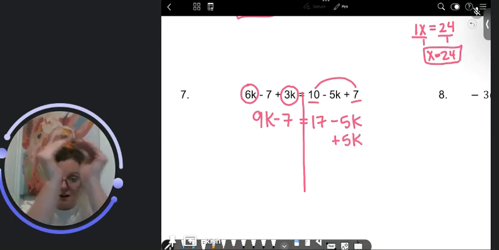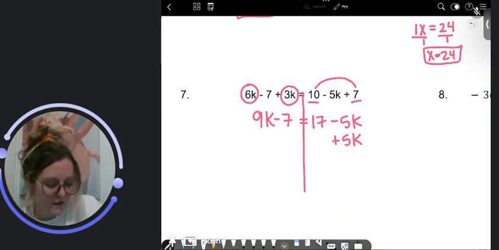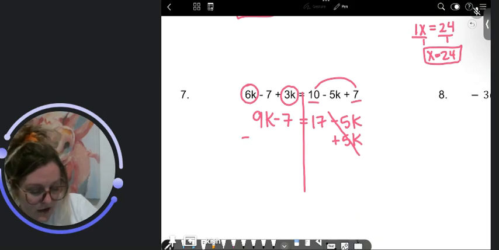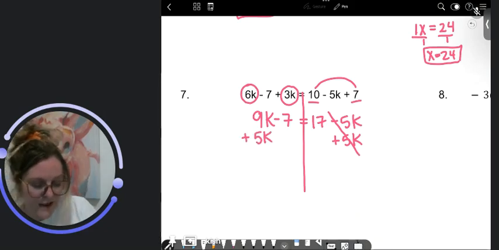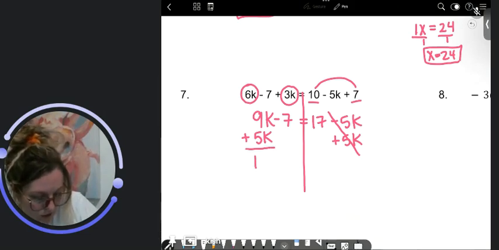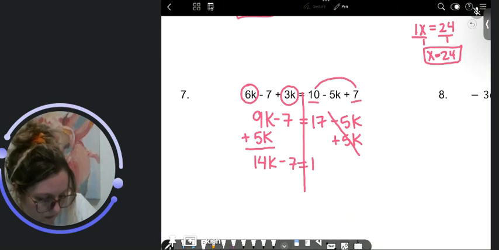I want to keep them together, which is why I'm adding them. They cancel on the right. And then on the left side, I have to add them to the other k term, which is why I'm adding it there. 9 plus 5 is 14. Put your k. Everything else comes down.